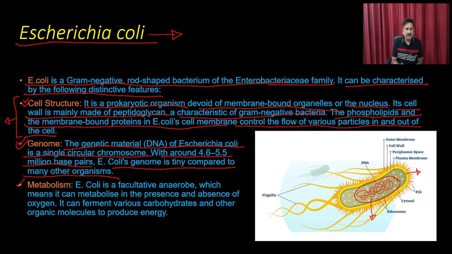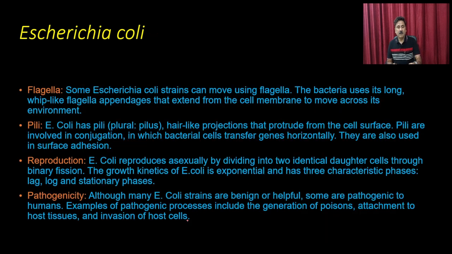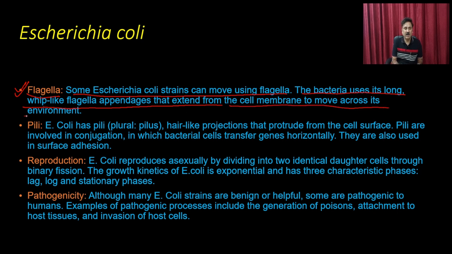Then it also has metabolism. E. coli is a facultative aerobe, which means it can metabolize in the presence and absence of oxygen. It can ferment various carbohydrates and other organic molecules to produce energy. Then we talk about the flagella, which we already discussed. Some E. coli strains can move using the flagella. The flagella are long whip-like appendages that extend from the cell membrane to move across its environment.